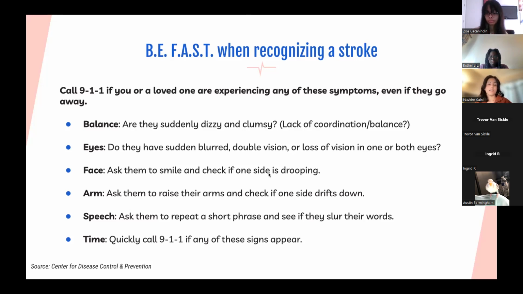And then in terms of speech, you can ask them to repeat a short phrase. If they slur their words or they can't speak clearly, that's another warning sign. And time. In all emergency events, time is very important. So this is why you have to make sure that you call 911 or go to the hospital as soon as possible if any of these signs occur.